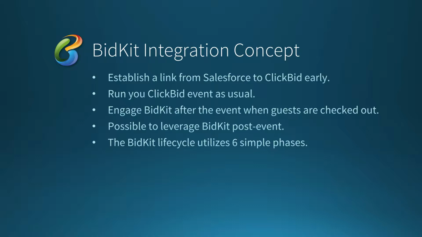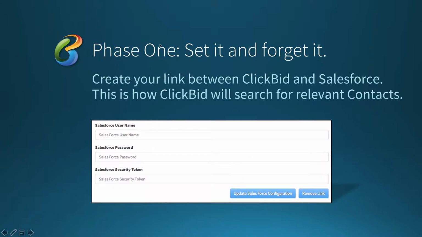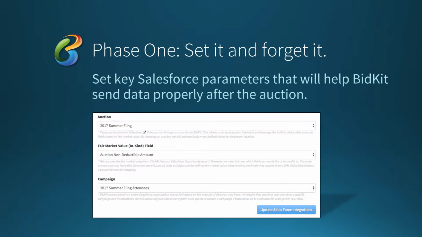And so there's 6 simple phases of how BidKit works with Salesforce. Just want to jump through those quickly. So phase 1, I call it set it and forget it. You create your link between ClickBid and Salesforce, and this is how ClickBid will search for relevant contacts. So in your BidKit account, you drop in your name, password, security token, and then on the next screen, you choose a campaign. So the campaign is a required element.